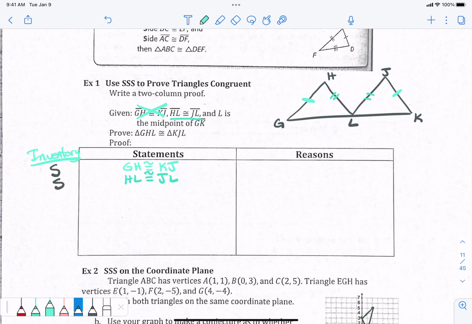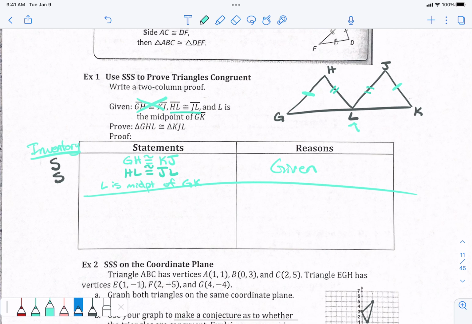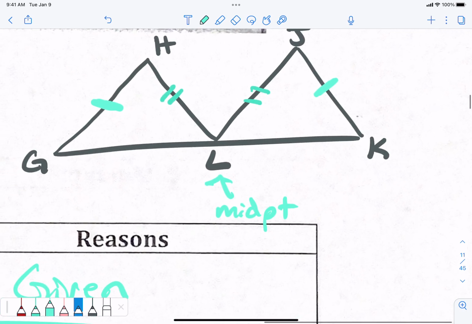There's one more piece of given information. It says L is the midpoint of GK. That's all my given. This guy is the midpoint. That doesn't necessarily give me a side yet. I need my 3rd side to be matching, otherwise an angle. If L is the midpoint, what can I say from that?